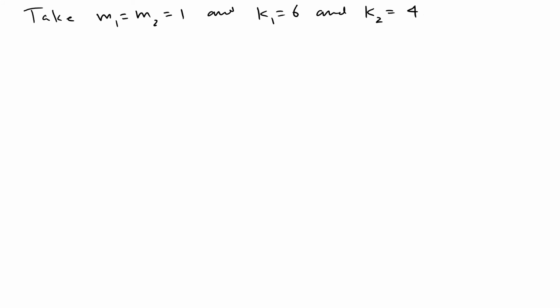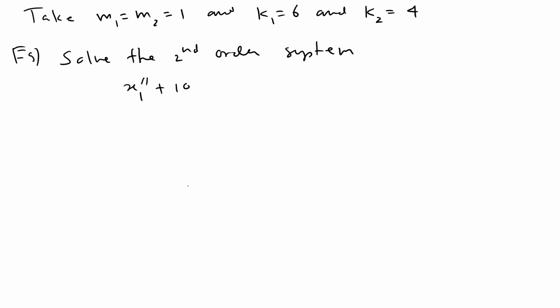So the actual problem would be, for example: solve the second order system. I'm going to put in the numbers and write it like this. It simply becomes x1 double prime plus 10 x1, because of the sum of the two, minus 4 x2 equals 0. The first equation becomes like that. The second equation becomes x2 double prime minus 4 x1 plus 4 x2 equals 0.